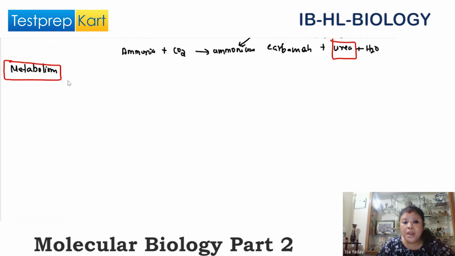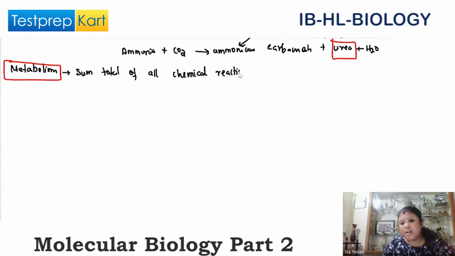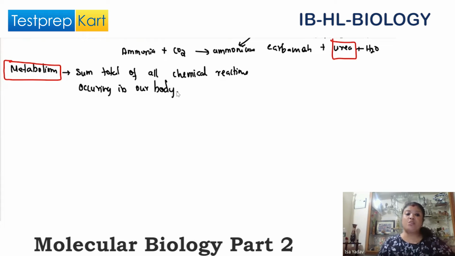How will you define metabolism? It is the sum total of all chemical reactions. The sum total of all chemical reactions occurring in our body is called metabolism. Okay, it is the sum total of all the chemical reactions that are occurring in our body. So that's metabolism.